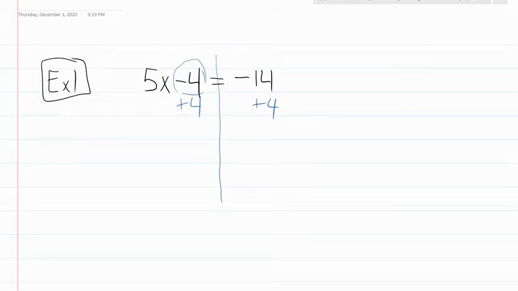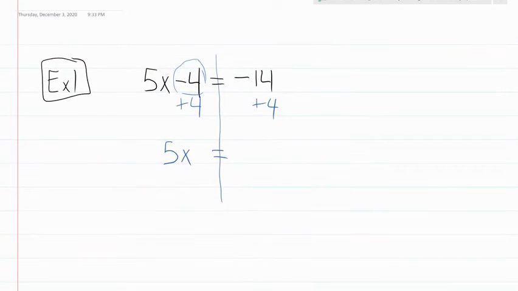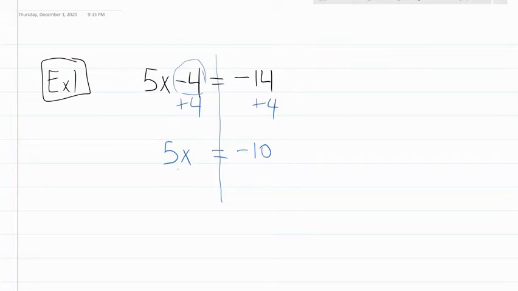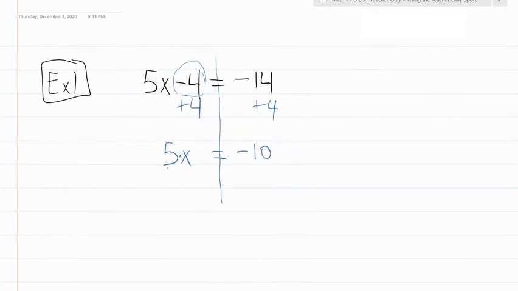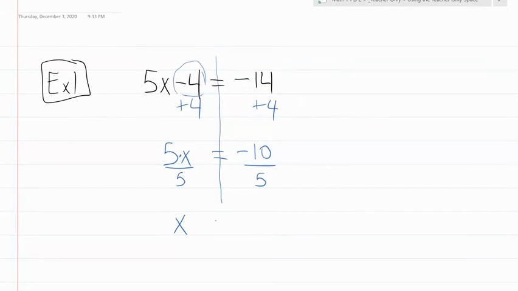After I do that, I'm going to be left with 5x on one side is equal to negative 10 on the other side. Now we're doing a multiplication. To undo that, we need to divide by 5 and divide by 5, which will leave us with x is equal to negative 2.